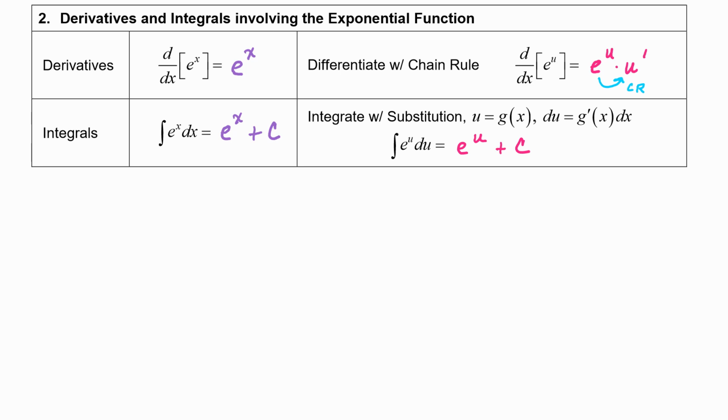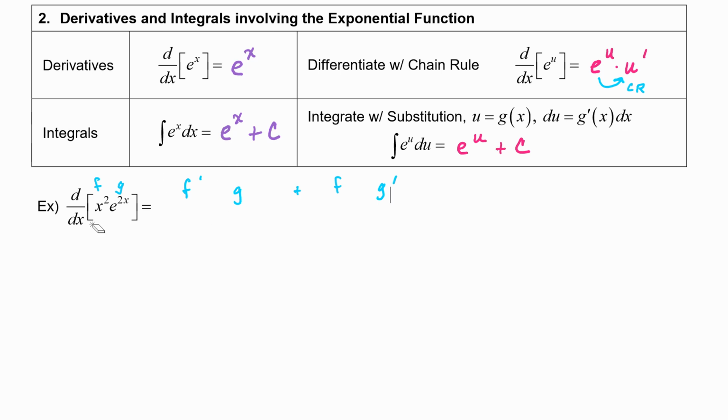So let's try some examples and see how this works. In this example, we have to take the derivative with respect to x of the quantity x squared e to the 2x. Right away, hopefully you notice that you are going to have to use the product rule because we have an f times a g. So we will do f prime g plus f g prime.